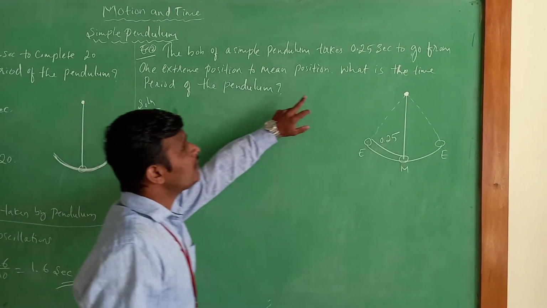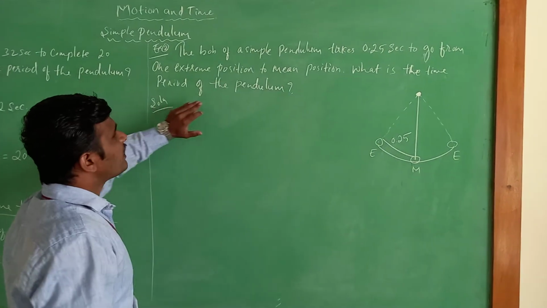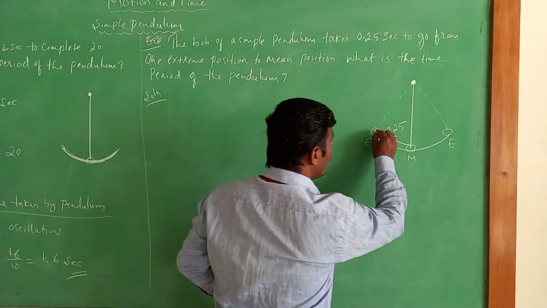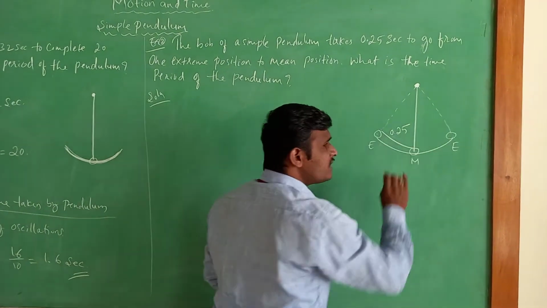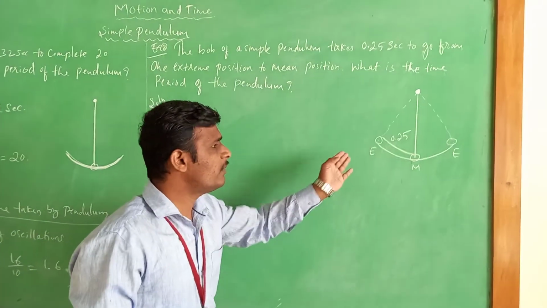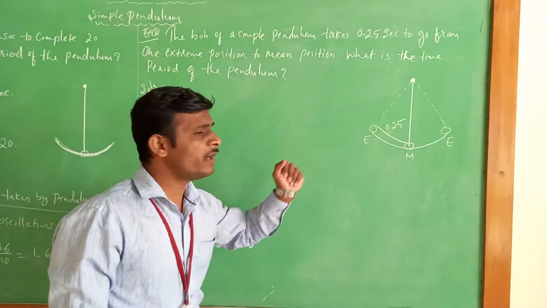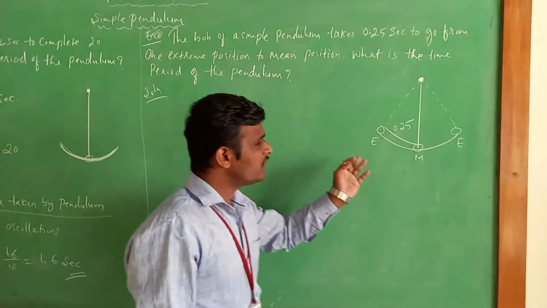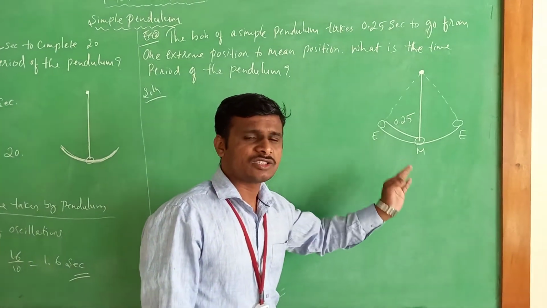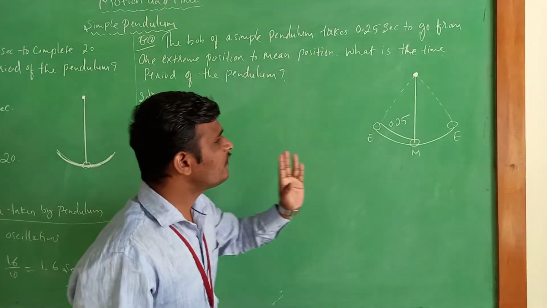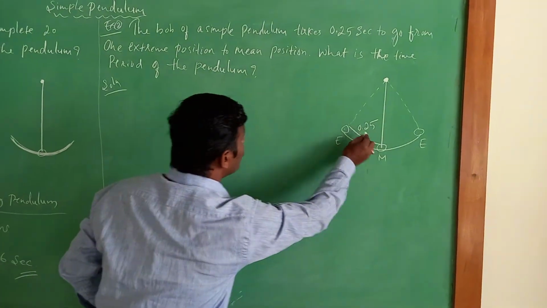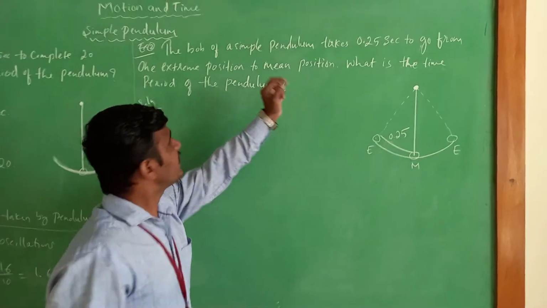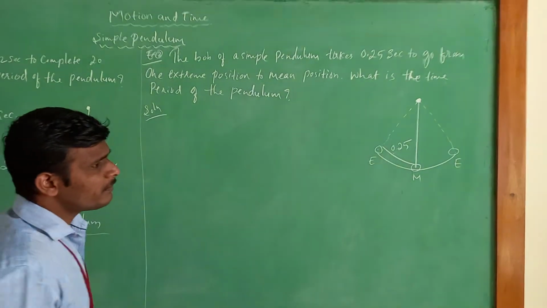So what is asked? What is the time period of the pendulum? How will we calculate it? When a complete oscillation takes place, only then will you be able to determine the time period of the pendulum. We know that the time period is the time taken to complete one oscillation. That is the time period formula. So here, what have they given? A simple pendulum takes 0.25 seconds to go from one extreme position to the mean position.